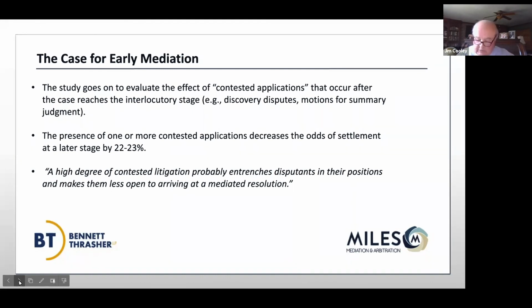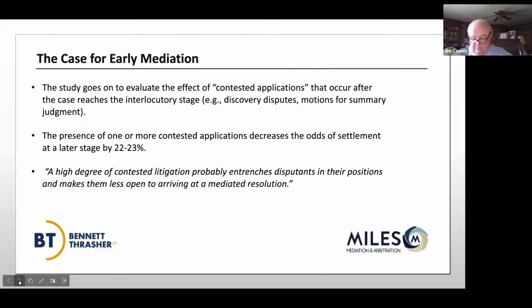Well, put it in this context. Rather than refining the issues, as we traditionally do in this post-pleading discovery phase, in order to make settlements more likely, we know the case better, we know the facts better, we're refining the issues, and so finally we're ready to go to mediation. But this study demonstrates that a high degree of contested litigation probably entrenches the disputants in their positions and makes them less open to arriving at a mediated resolution. So I know that runs against the grain of a lot of trial lawyers.